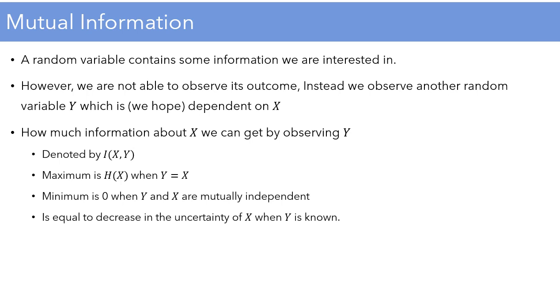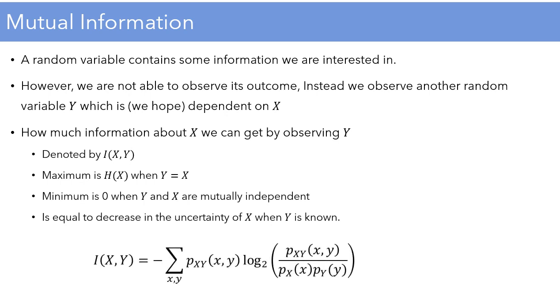And it is also equal to the decrease in uncertainty of x when y is known. So x has some uncertainty, and when y is known, that uncertainty decreases, and that decrease is the mutual information, the information about x that we get.